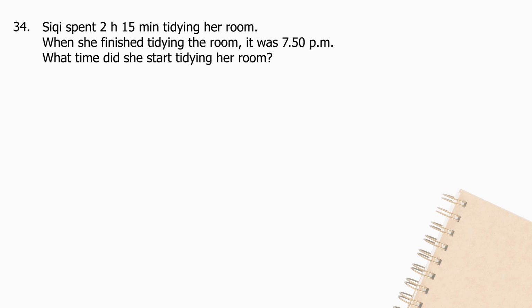Question 34. Sigi spent 2 hours 15 minutes tidying her room. When she finished tidying the room, it was 7:50 p.m. What time did she start tidying her room?